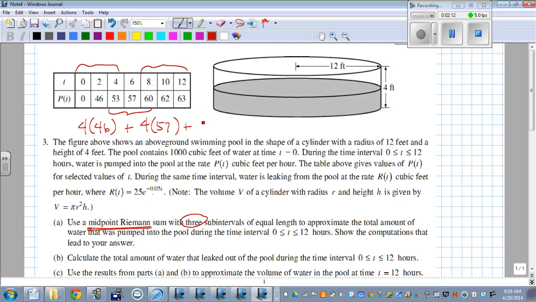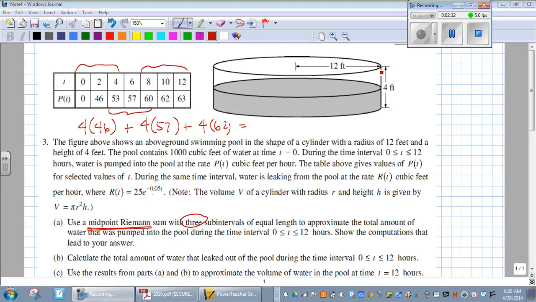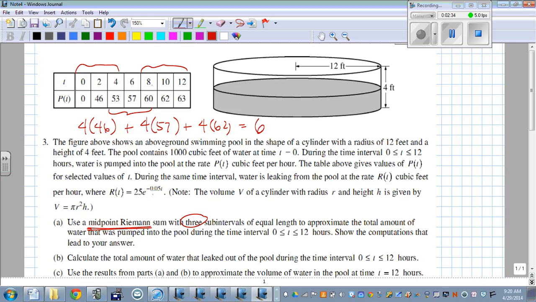Last interval, also a base of 4. Height is going to be 10. Sorry, height occurs at 10, that's going to be 62. So if we go ahead and multiply these and add them up, that gives us our approximation for part A. That comes out to 660. And that would be in cubic feet.